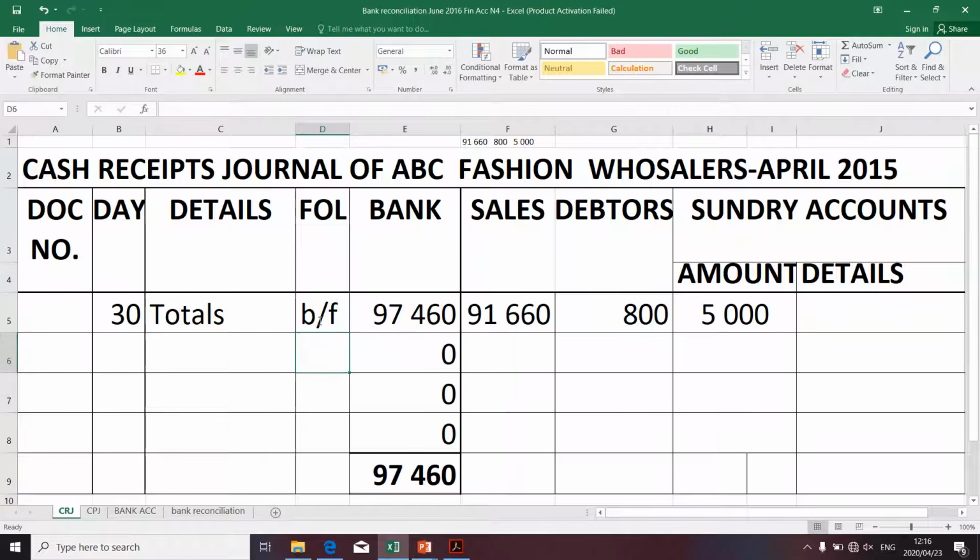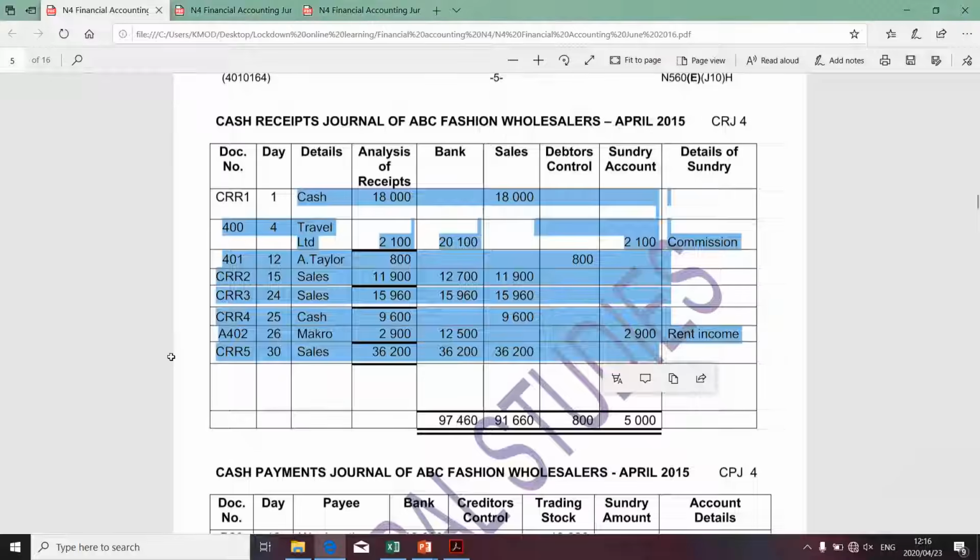It is a balance that has been brought forward by virtue of the fact that the cash receipt journal has already been prepared. However, we want to update the amount of the cash receipt journal. Moving along swiftly.